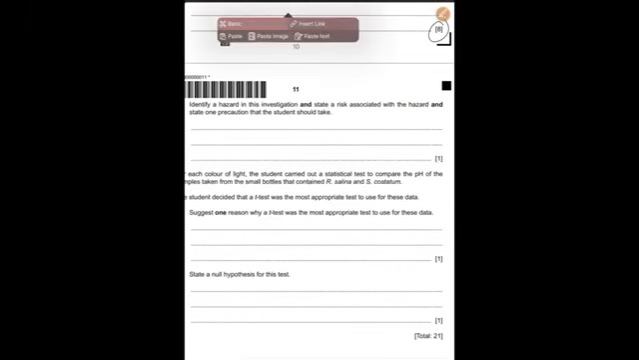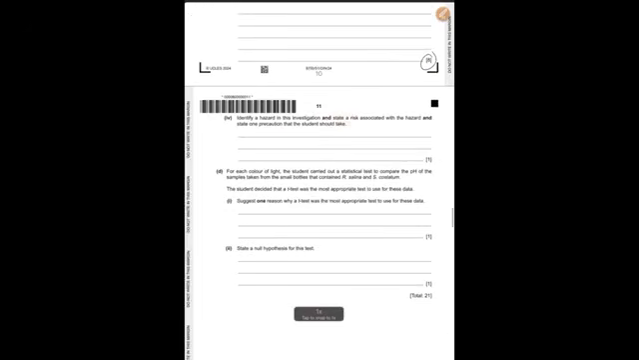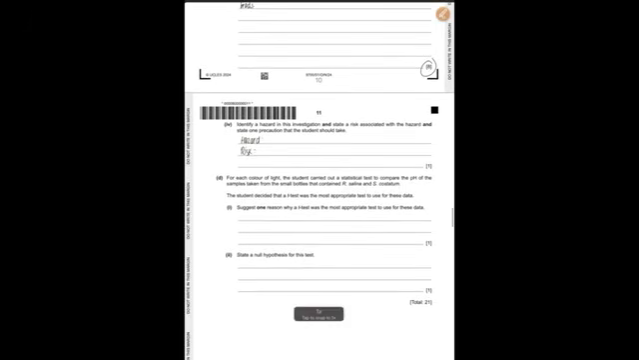Identify a hazard in this investigation and state a risk associated with the hazard and one precaution that the student should take. So first you need to identify a hazard, a danger, and a risk associated with that. How can it affect you? And precaution, how can you prevent that?